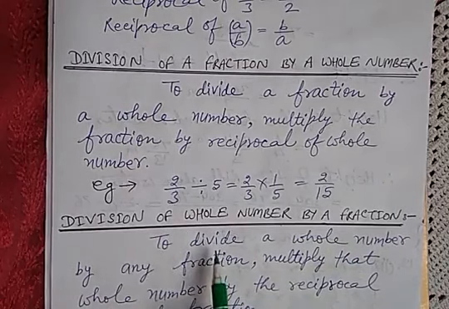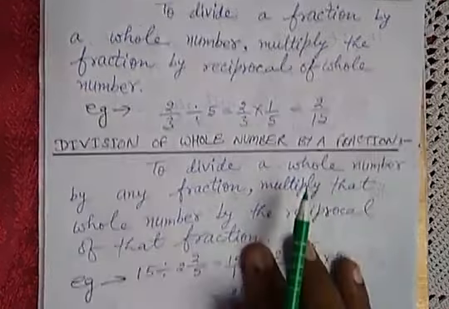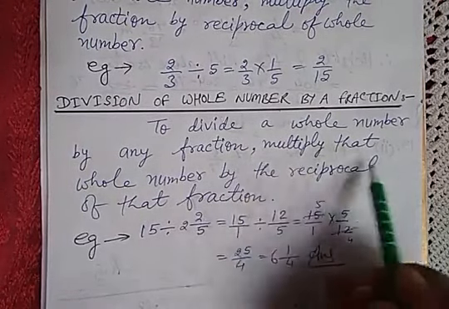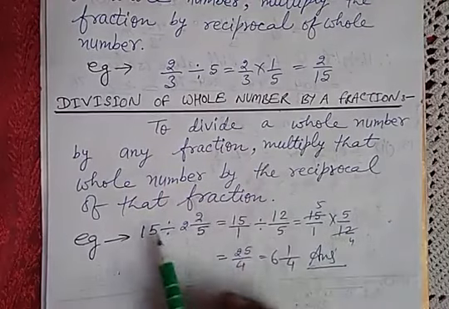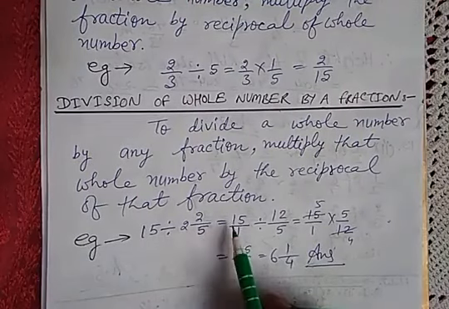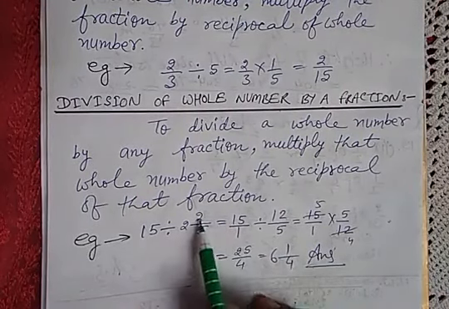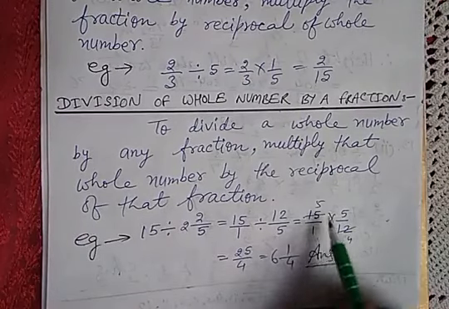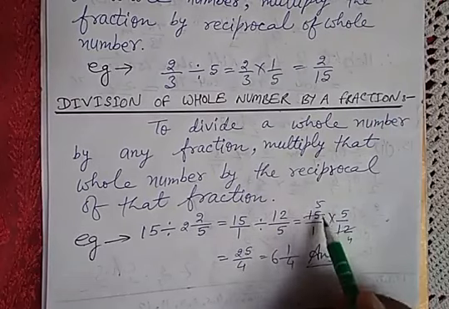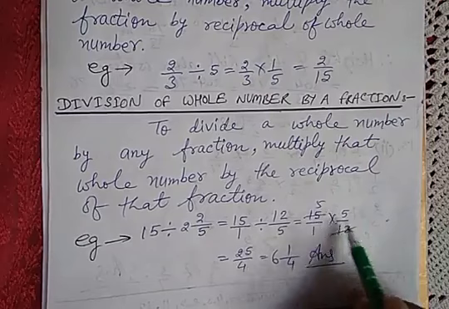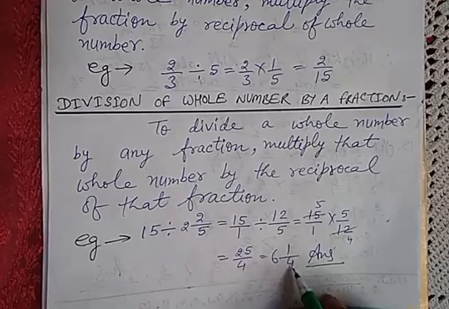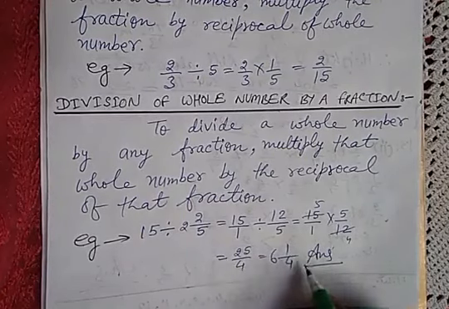Now, division of a whole number by a fraction. To divide a whole number by any fraction, multiply that whole number by the reciprocal of that fraction. For example, 15 divided by 2 whole 2 upon 5 is equal to 15 by 1 divided by 5 twos are 10 plus 2, 12 upon 5, which is equal to 15 upon 1 into 5 by 12. Dividing by 3, 3 fives are 15, 3 fours are 12, 5 fives are 25 upon 4, which is equal to 6 whole 1 upon 4, as 4 sixes are 24 plus 1, 25 by 4. This is the answer.